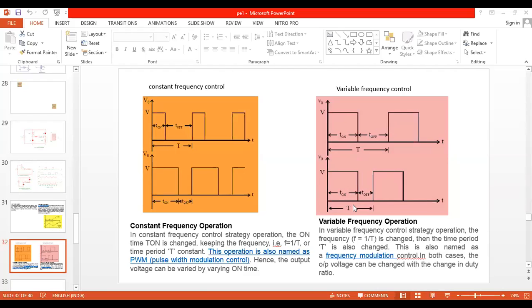So what are the different techniques to control the speed of the motor using the choppers? One is by changing the time period while maintaining frequency constant. The other technique is by changing the frequency.